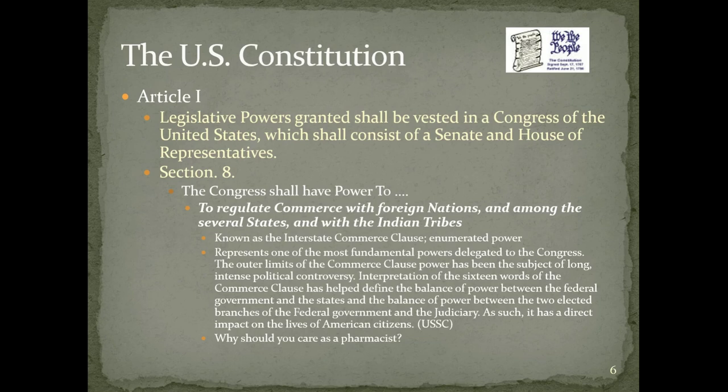So our U.S. Constitution, again, we have these articles. Legislative powers are granted in the Congress, which is made up of our Senate and our House of Representatives. So they go through processes, if you will, and then they make laws. Again, the book goes into more explanatory ways if you're not exactly sure how this all works, but that's how we make laws, through Congress. And they have the power to regulate commerce with foreign nations and among the several states and with the Indian tribes. This is known as the Commerce Clause.